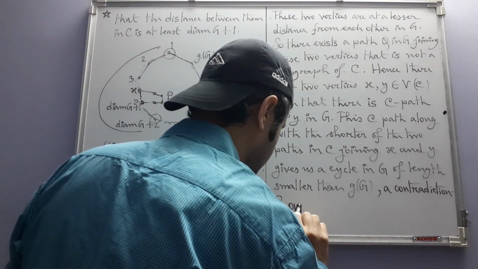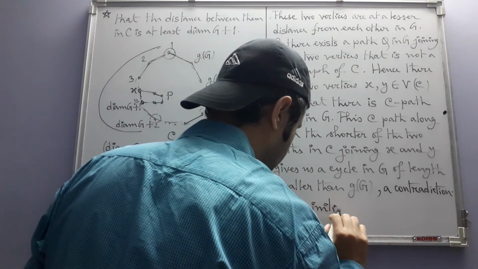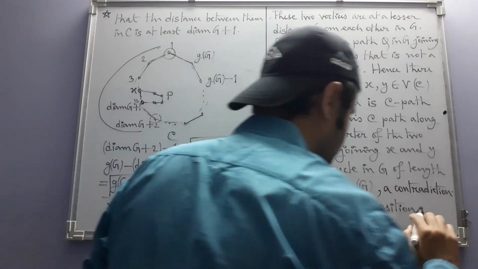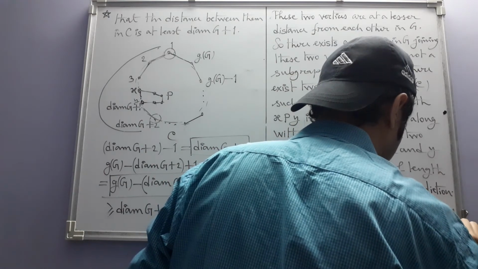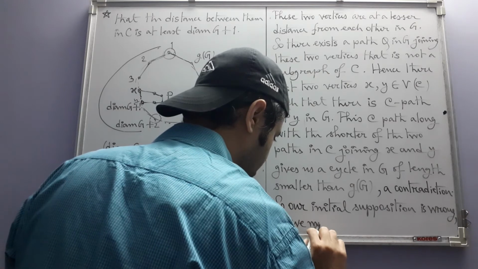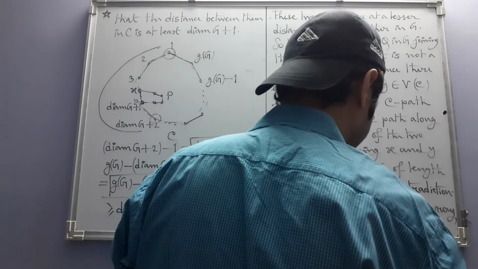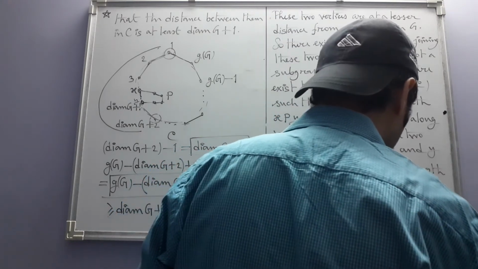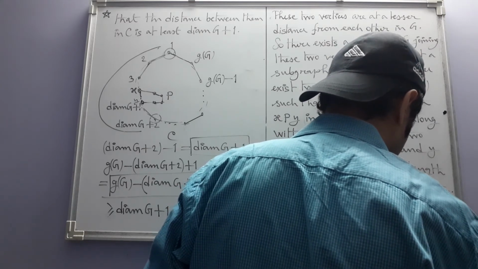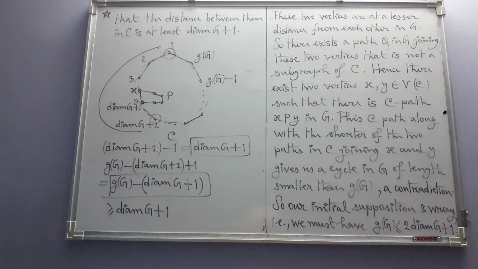So our original supposition is wrong. That is, we must have girth of G less than or equal to, I think that's what is given here, yes, 2 times diameter of G plus 1. So that completes the proof.